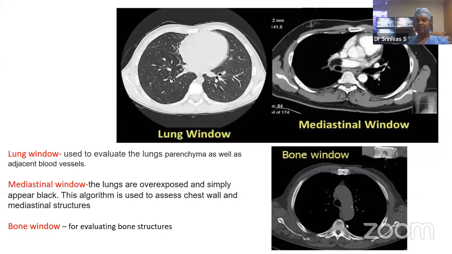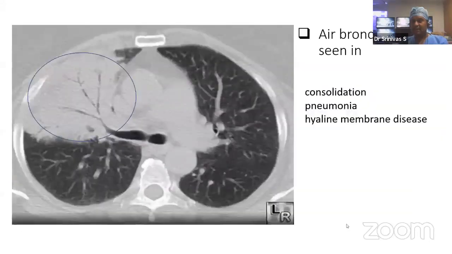And we get types of windows with the CT scan of the chest. These are lung window, mediastinal window, and the bone window. Lung window is used to evaluate the lung parenchyma as well as adjacent blood vessels. Mediastinal window is overexposed and simply appears black. This algorithm is used to assess chest wall and mediastinal structures, and bone window is used for evaluating the bone structures.